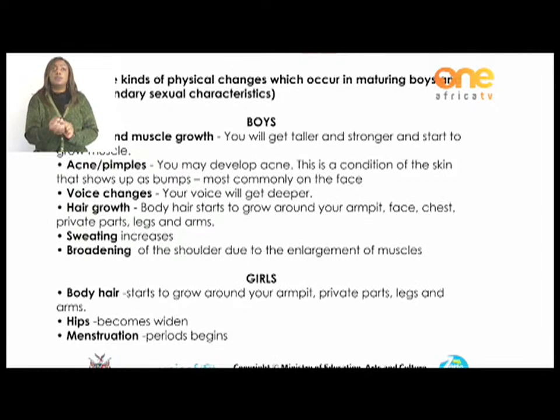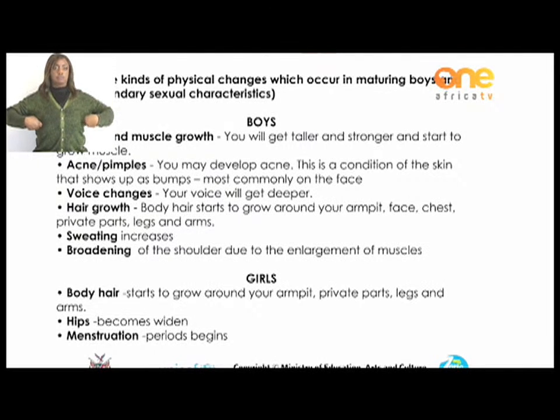Height and muscle growth. How do we explain them? You will get taller and stronger and start to grow muscles. Acne or pimples, you may develop acne. This is a condition of the skin that shows up as bumps, most commonly on the face. Voice changes. Your voice will get deeper. Hair growth. Body hair starts to grow around your armpit, your face, your chest, your private parts, legs, and arms. Sweating increases. Broadening of the shoulder due to the enlargement of muscles.